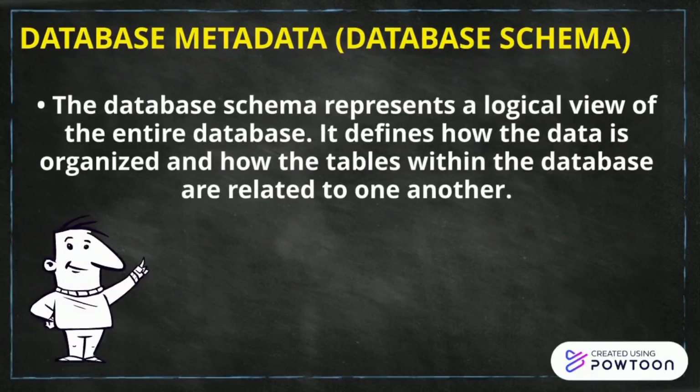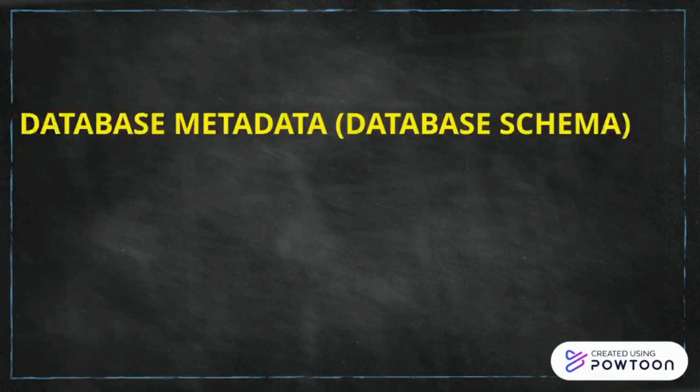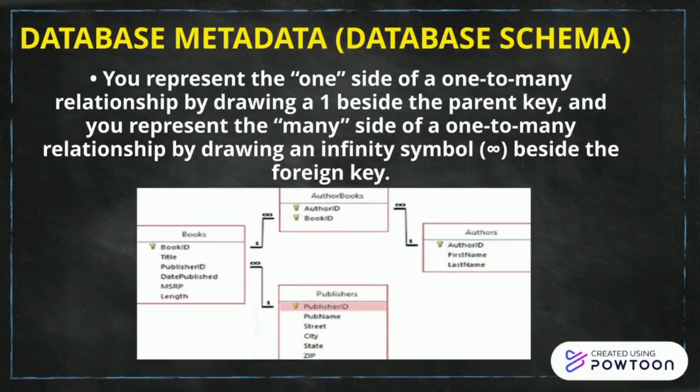Database metadata, database schema. The database schema represents a logical view of the entire database. It defines how the data is organized and how the tables within the database are related to one another. You represent the one side of a one-to-many relationship by drawing a 1 beside the parent key, and you represent the many side of a one-to-many relationship by drawing an infinity symbol beside the foreign key.